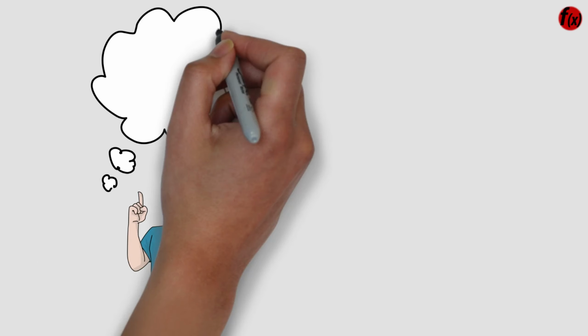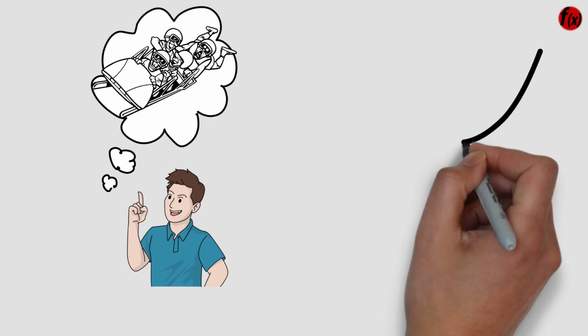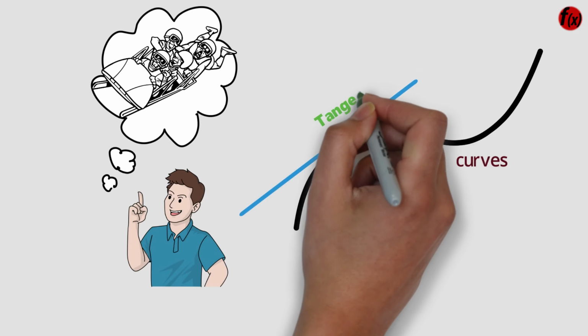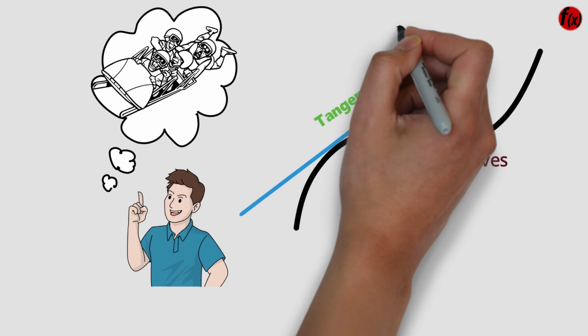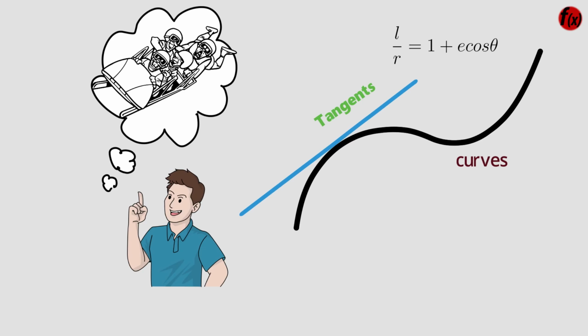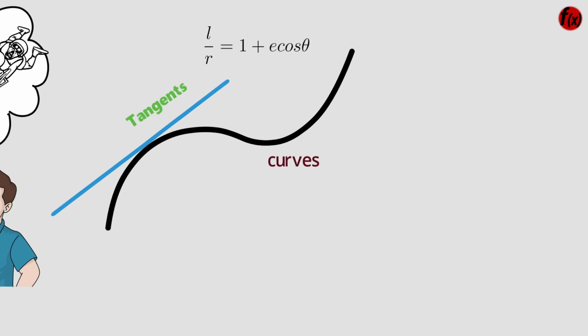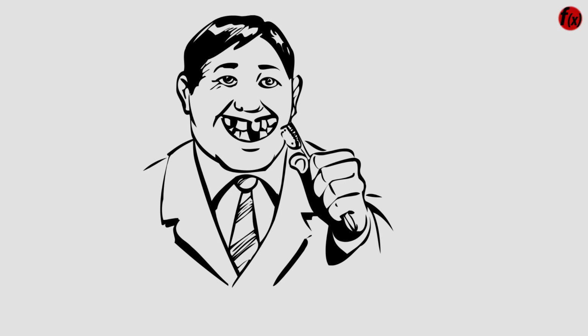Imagine you're on a roller coaster, but instead of loops and drops, you're dealing with curves and tangents. Our curve today is L over R equals 1 plus e cos theta. Sounds like a mouthful, right? Don't worry.